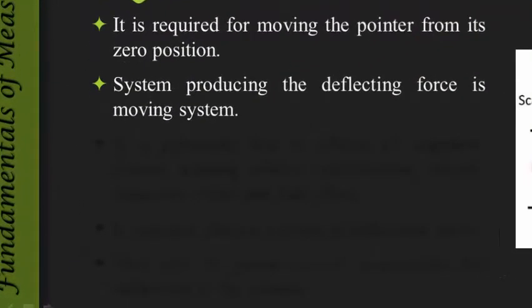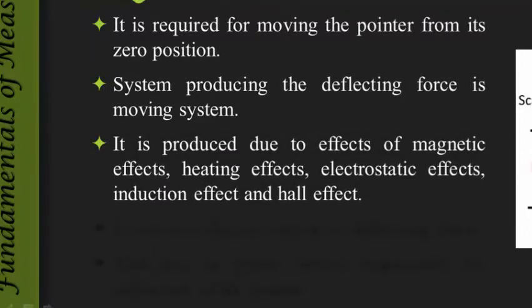Deflecting torque is produced due to the effects of magnetic, heating effects, thermal effects, electrostatic effects. So what is electrostatic effect? It is because of electricity. Induction effect. What is induction effect? Induction effect is caused because of the bonding of electrons. And Hall effect. Hall effect, you would know, is because of electric current. When electric current is passed through a coil, a magnetic field is produced perpendicular to the direction of electric current. We call that Hall effect. So based on all these effects, deflecting torque is produced.